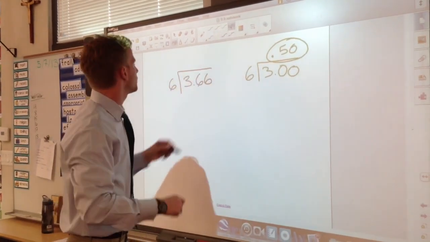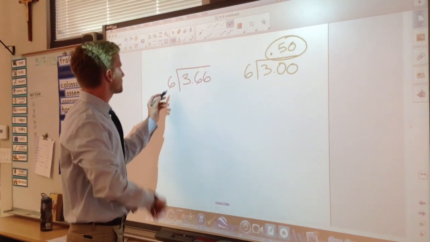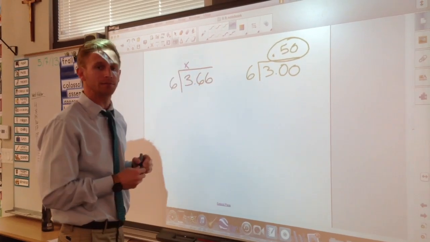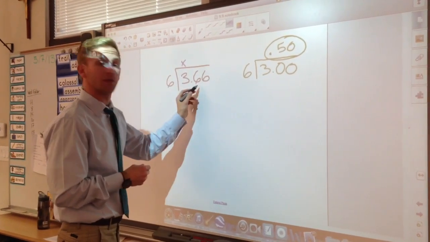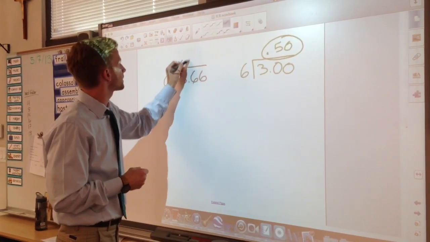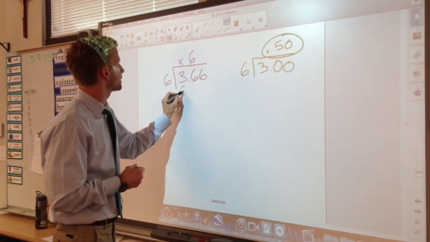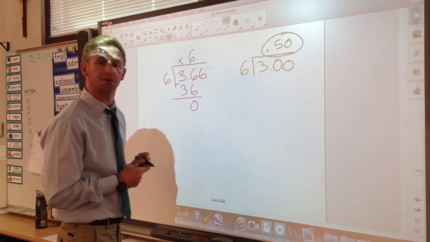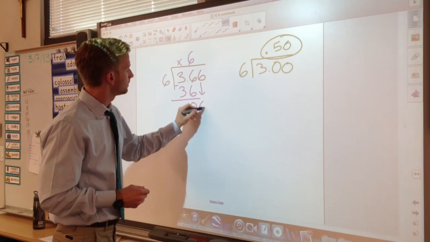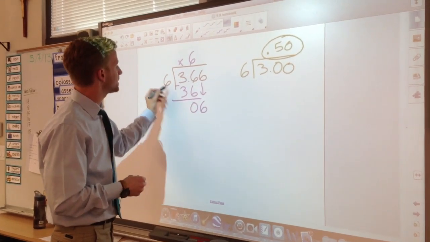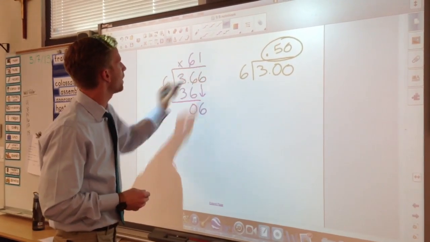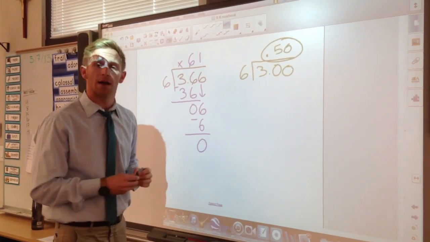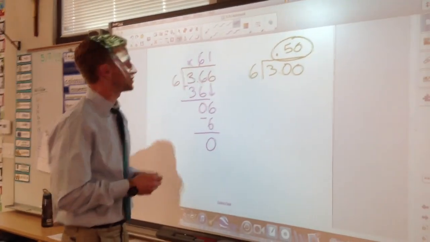So to begin the traditional method of division, we ask ourselves, how many times does 6 go into this 3? And we know that 6 can't go into 3, but 6 can go into 36. 6 goes into 36 6 times. 6 times 6 is 36. We subtract. 36 minus 36 is 0. Bring a 6 down. And then we ask ourselves, how many times does 6 go into 6? Well, 6 goes into 6 one time. That's 6. And we're almost done. And now we look at our quotient, 61.